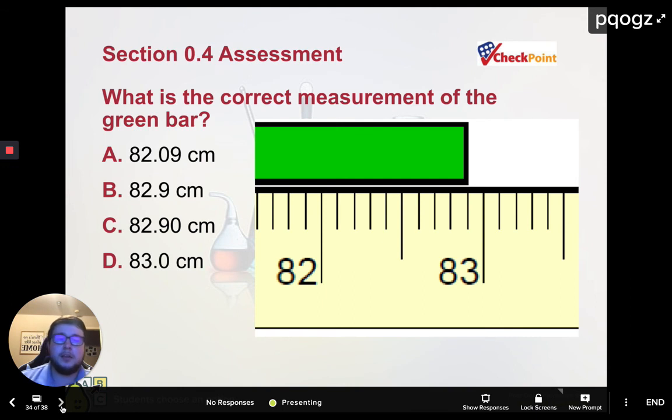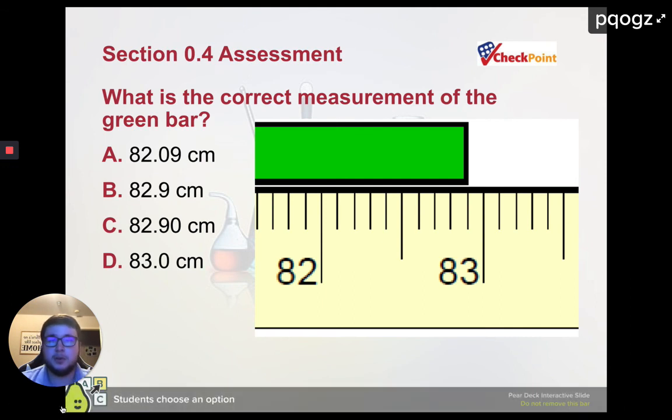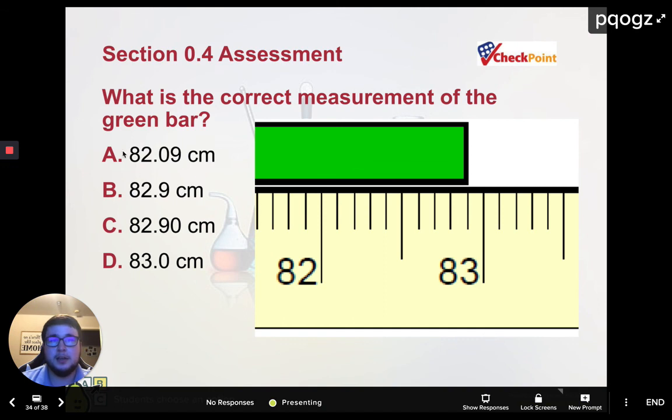Okay, and then we are finished with that lesson. So I want to go ahead and ask you these questions. This is multiple choice. What is the correct measurement of the green bar? Take a second. Remember, you want to get all of your known digits plus an estimated digit. So go ahead and pause, answer this one. I'll give you your feedback as you do it. And if you said C, great job. So 82 is known there. 0.9 is known because this is the 9th dash. And then we estimate that it's right on that dash, so we're going to just throw that 0 on there to show that it doesn't go any further beyond that.